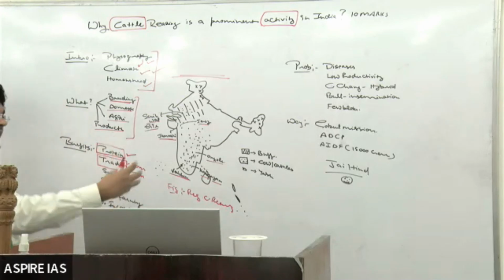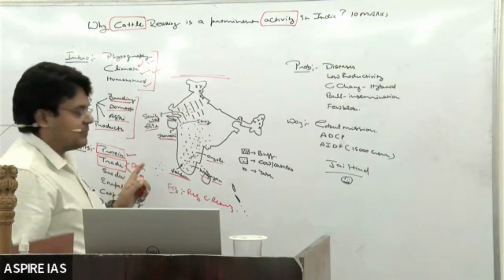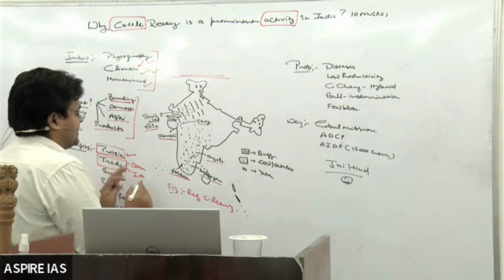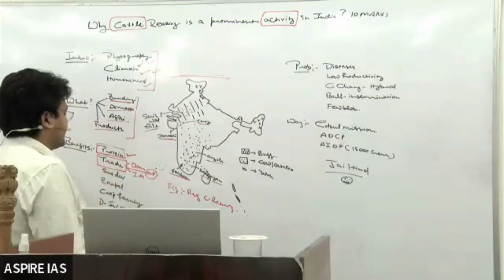So we have to elaborate these keywords. This is a structure. This is not the answer. It has to be elaborated. So here you can talk about trade in the domestic and international market, and India is the largest provider of milk powder in the world.